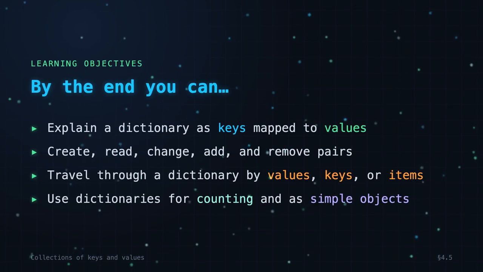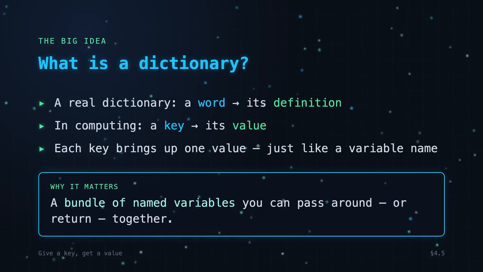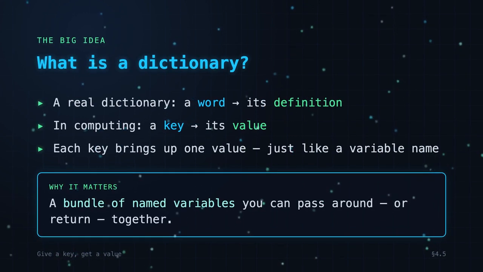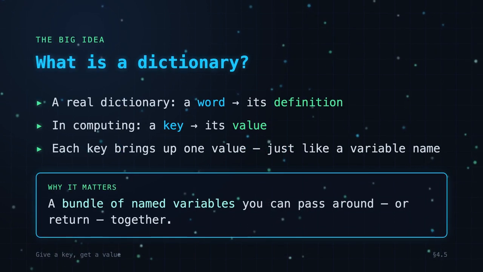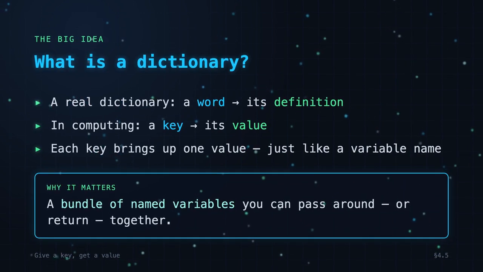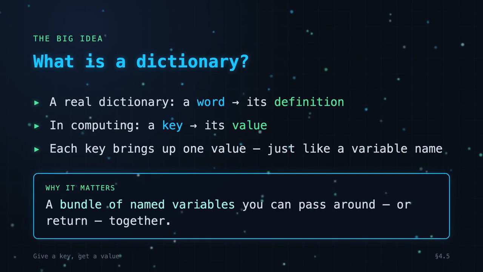Let's start with the idea. Think of a real dictionary. You have a word and you look up its definition. Swap word for key and definition for value, and you've got the computing version. A dictionary is a data structure where, if you have a key, you can fetch its value. Each key brings up exactly one value, just like a variable name brings up its value.